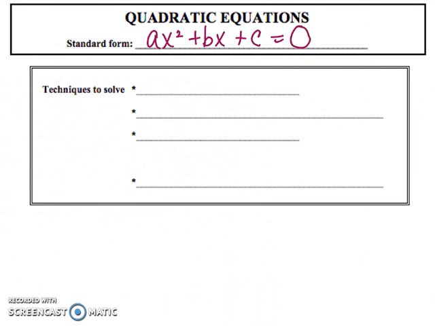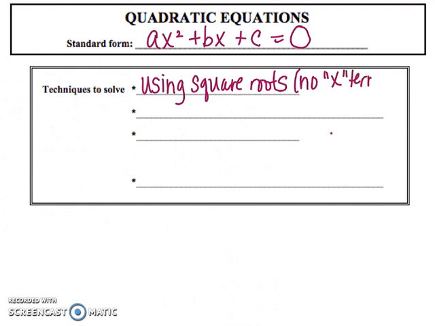Hopefully you remember from your algebra days, we have a whole bag full of tricks, techniques for solving quadratic equations. One trick is, when possible, using square roots. Now we can only use square roots to solve when there is no x term, like if we had x squared minus 12 equals 0. Then we could solve using square roots. If we have an x term, then square roots isn't going to work for us.